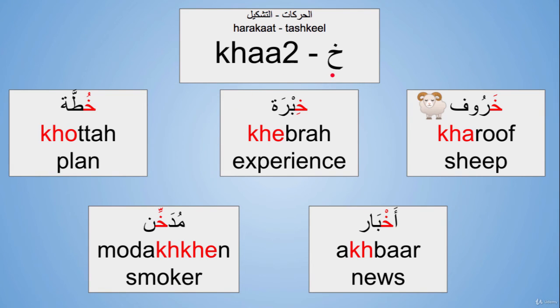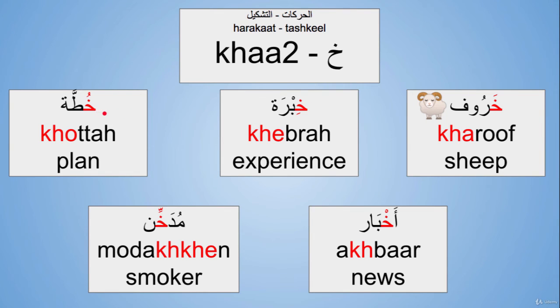Moving on to the letter kha, let's apply the diacritics to it. So when kha comes with fatha, it sounds as kha, as in the word kharoof, which means sheep in Arabic. When we add kasra to it, it sounds something like khi. For example, a word like khibra, which means experience or expertise in Arabic.